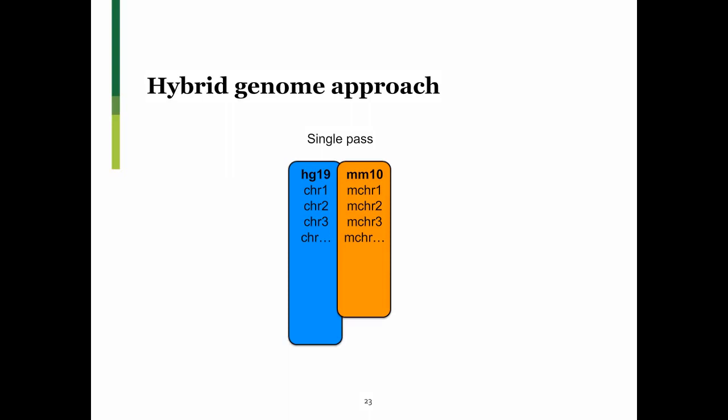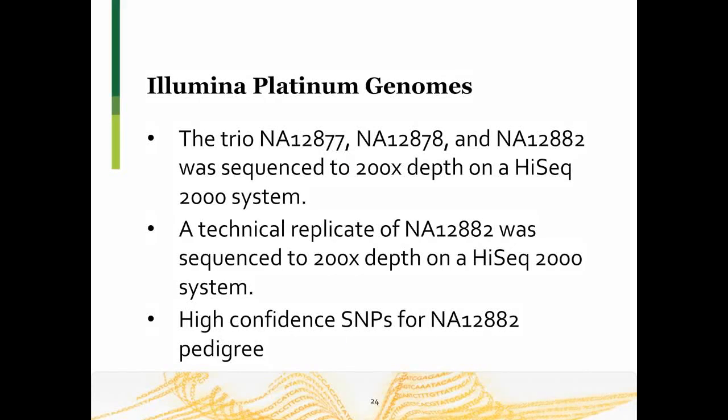And we wanted to benchmark this approach using as real-world a sample as we could. And so we turned to the Illumina Platinum genomes. And these are a trio of individuals that has been sequenced to very high depth on an Illumina HiSeq 2000 system. So these are 200x depth. For one of the samples, there was a technical replicate, so it was sequenced to 200x depth twice. And because this is a trio, there are very high confidence SNPs called for one of the samples, with phasing from the two parents.